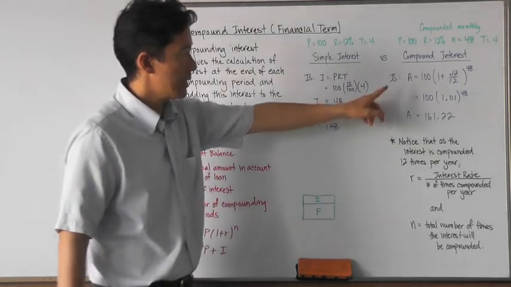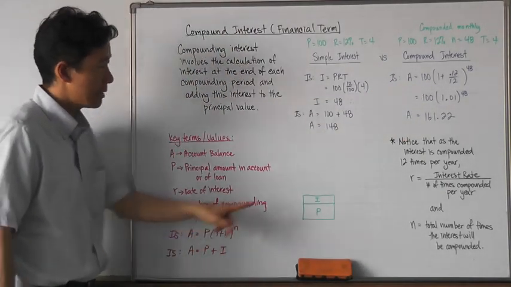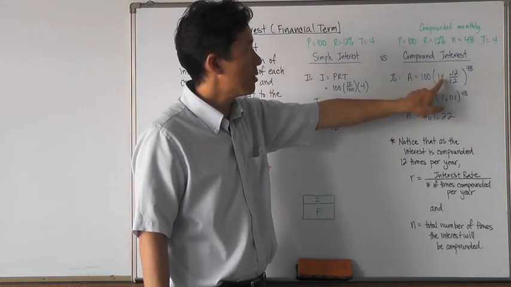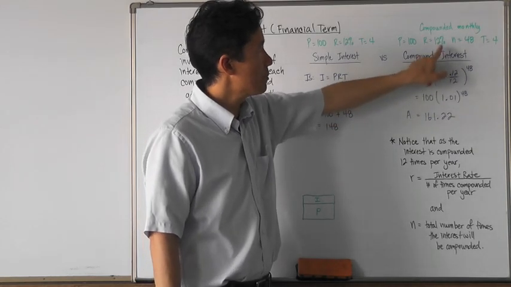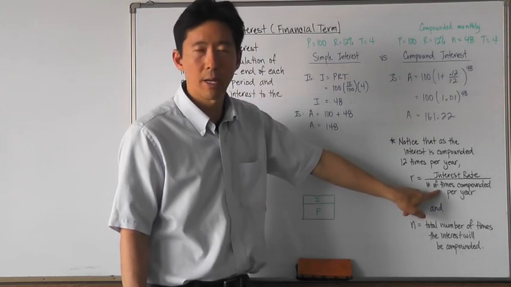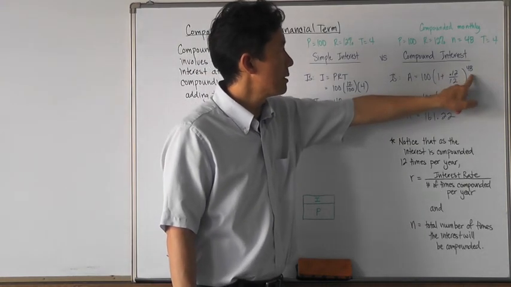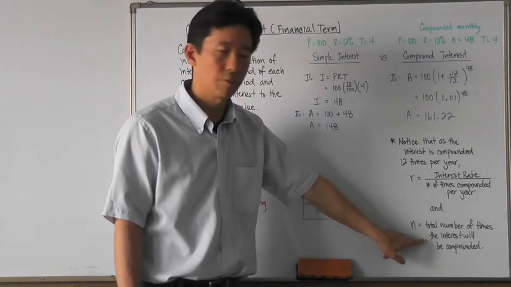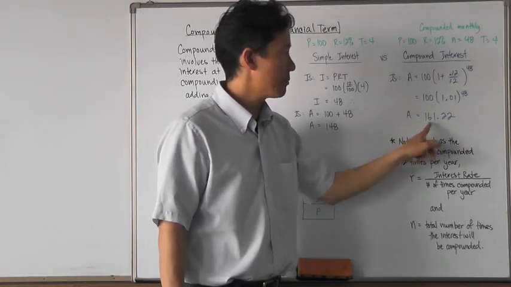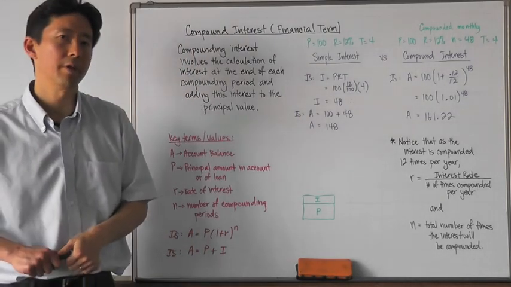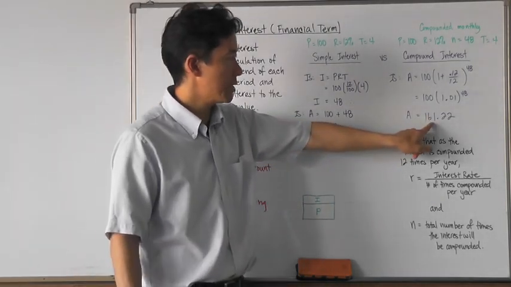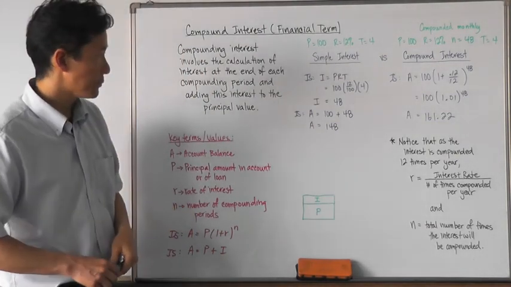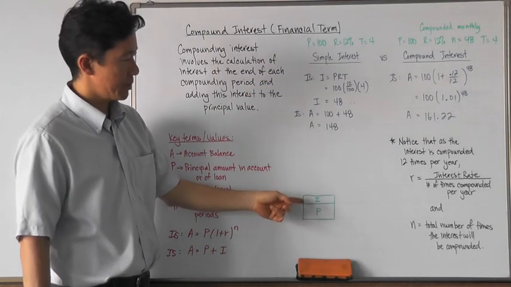So notice what we have then, again, just to make sure that we're clear. The account balance is going to be equal to 100, which is the principal, times by the quantity 1 plus the rate as a decimal divided by how many times you're compounding per year, raised to the 48th power, because n is going to be the total number of times the interest will be compounded. Now, after this, it's a simple matter of putting that into your calculator and coming out with the actual value that you have, which in this case is going to be 161.22.